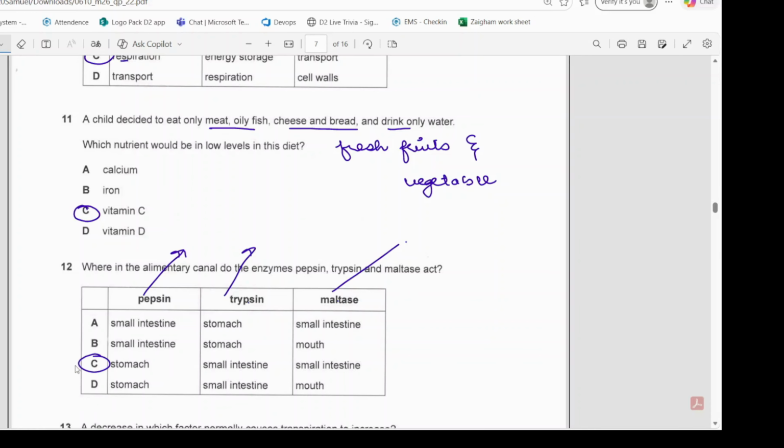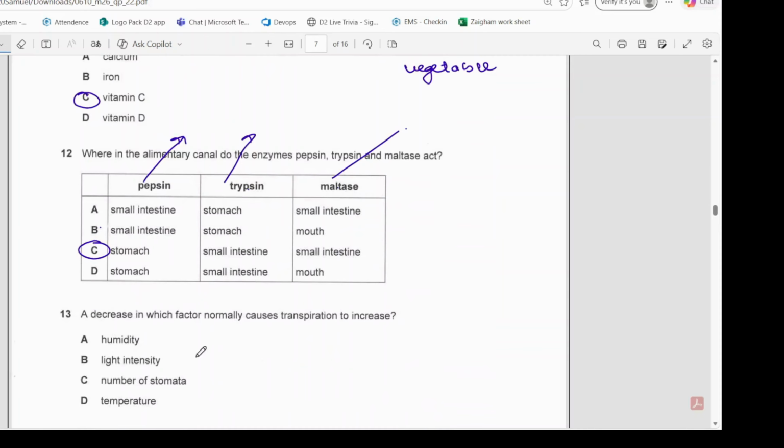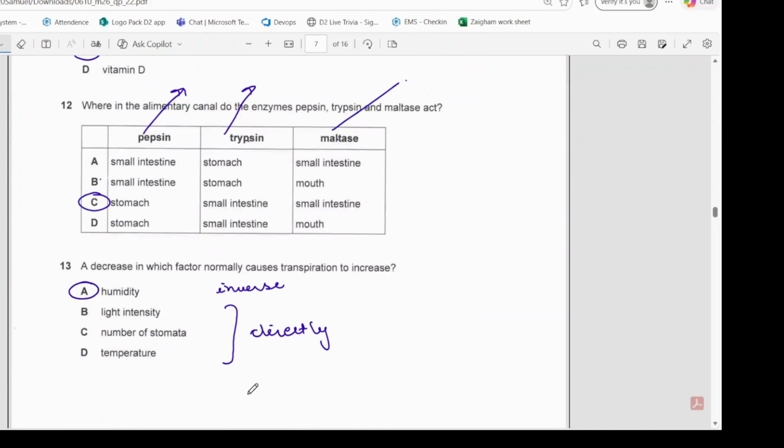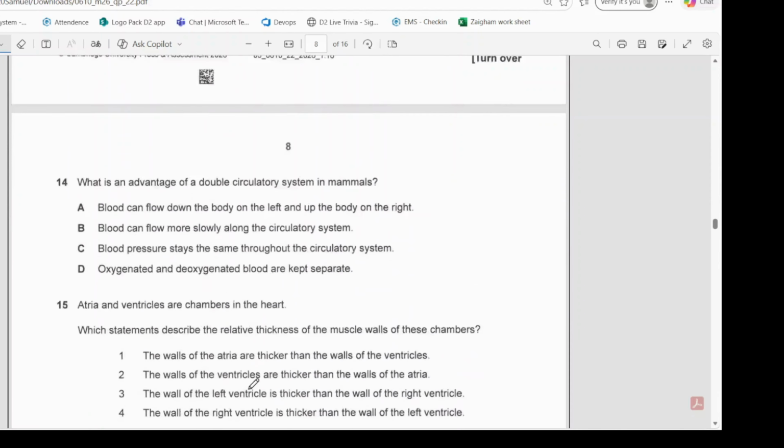Okay, amylase. Okay. Next question is a decrease in which factor normally causes transpiration to increase? Correct. Only humidity has an inverse relationship, while the others are directly proportional. Like if they increase, the transpiration increases.